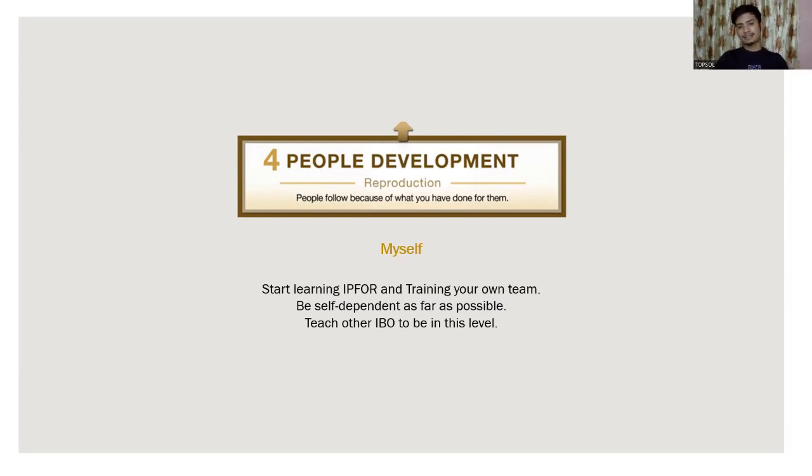Now, what would happen? In my team, I have people who are paying their own college fees. I have people who are buying their own scooties. I have people who are earning up to 40,000 a month also.